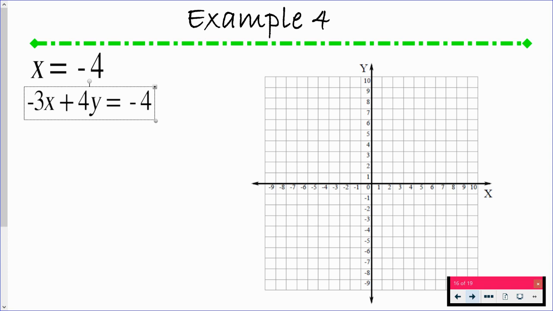Okay, example 4. Okay, the first one, x equals negative 4. Okay, so I wasn't here with you guys for this, but anytime it's x equals, then it's going to be an undefined slope, which is the worst curse word in math. So I'm going to go on my x-axis over to negative 4. And I'm going to just go up and down.